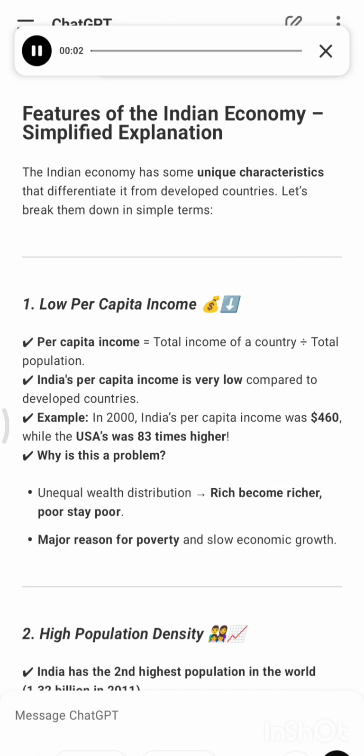Features of the Indian economy, simplified explanation. The Indian economy has some unique characteristics that differentiate it from developed countries. Let's break them down in simple terms.